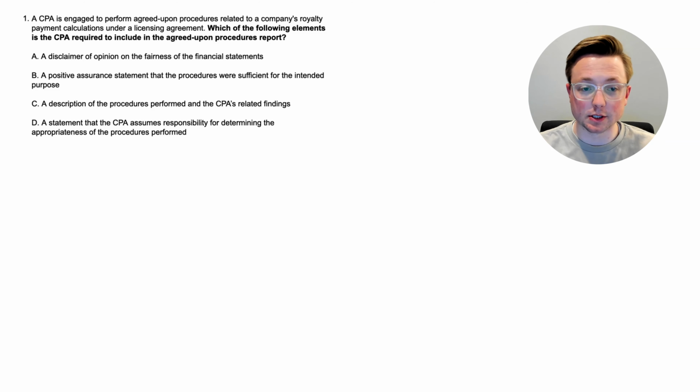Okay, so let's go through the options. Option A, a disclaimer of opinion on the fairness of the financial statements. Option B, a positive assurance statement that the procedures were sufficient for the intended purpose. Option C, a description of the procedures performed and the CPA's related findings, or Option D, a statement that the CPA assumes responsibility for determining the appropriateness of the procedures performed.